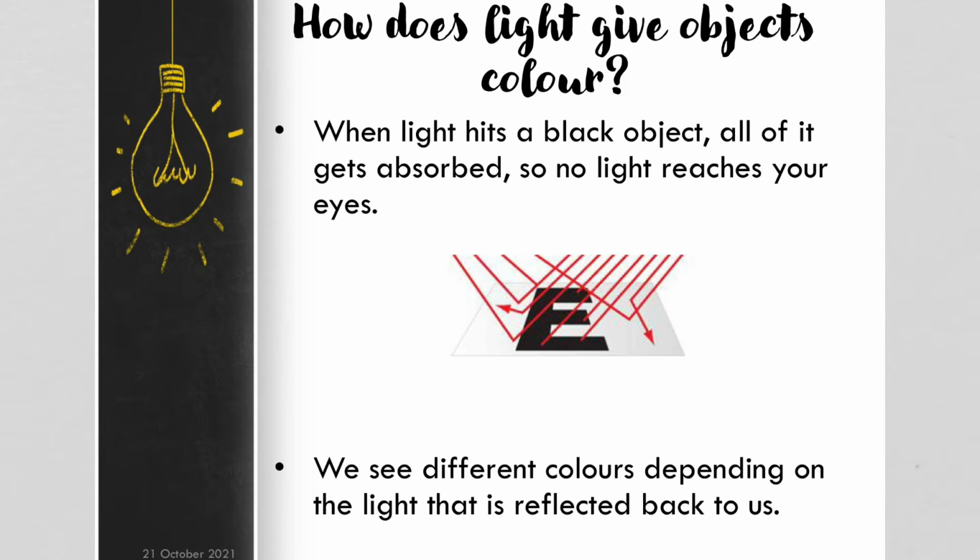So if we were looking at something that was red, the other colors of light are being absorbed, and the one that's reflecting back at us is what we see. So the one that doesn't get absorbed would be the red, and that's what we see.